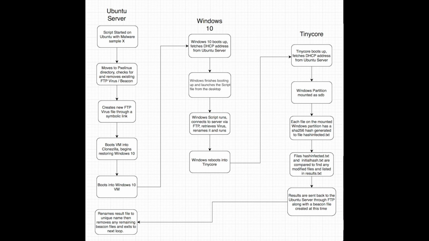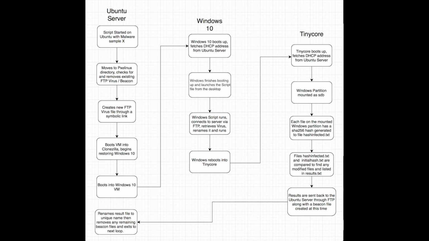Upon booting up, it fetches its DHCP address from the Ubuntu server, so it's connected across the same network and is able to access it. So then, after Windows 10 is booted up, it launches a script from the desktop. This is set to run on startup.